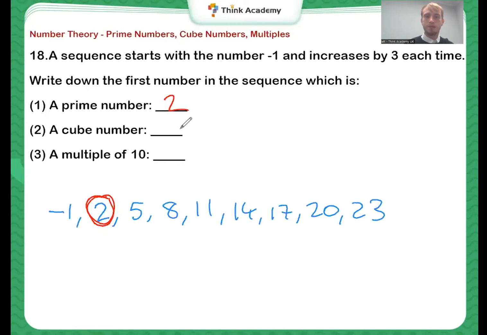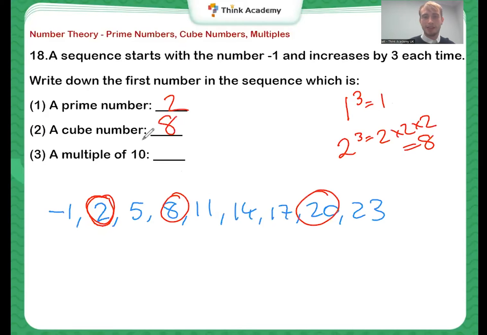A cube number. Whether you know your cube numbers and can spot it straight away, or you want to try a few out, you can try 1 cubed, which is 1. You can try 2 cubed, which is 2 times 2 times 2, which gives you 8. And we've got our first cube number already. And then the first multiple of 10, that's a nice easy one. I think the trick for this one is just to list some of the sequence out and have a good understanding of what prime numbers and cube numbers are, and you all know what multiples are.